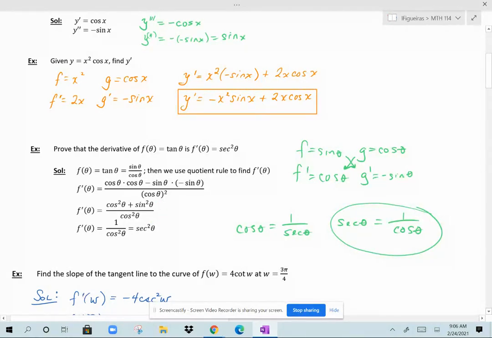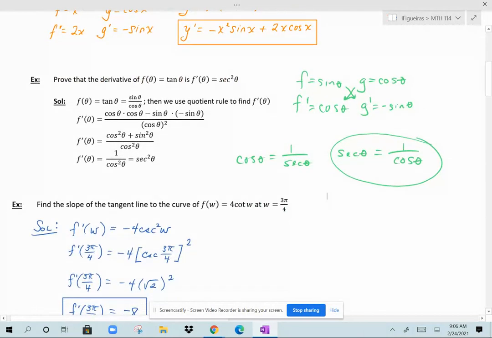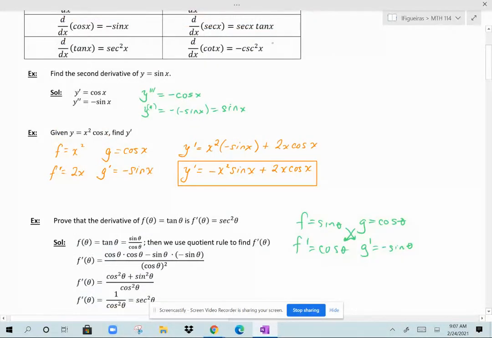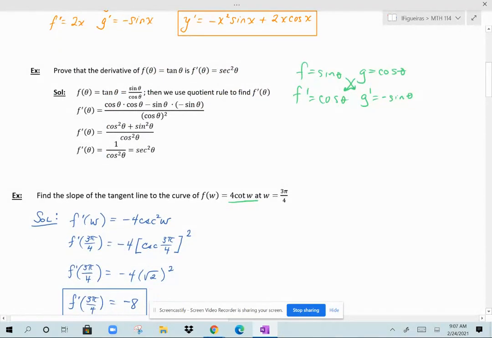All right, so for the next problem, we are asked to find the slope of the tangent line to the curve of f of w equal to 4 cotangent of w, and we're going to evaluate it at 3 pi over 4. So this is very straightforward. It's just the coefficient of 4 times the cotangent of w, so I just have to multiply 4 by the derivative of cotangent. And the derivative of cotangent is negative cosecant squared. If we look back here, it's negative cosecant squared. So my derivative for this problem is negative 4 cosecant squared of w.